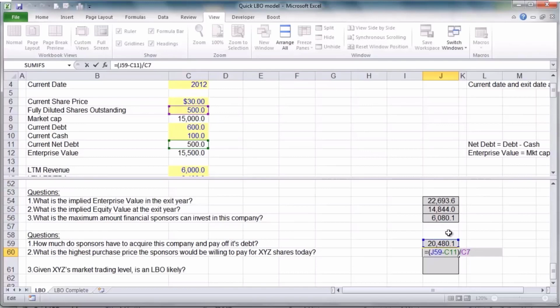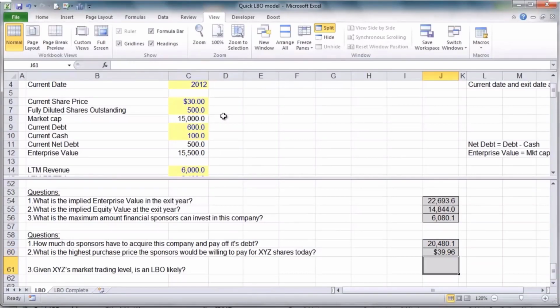Again, similar to enterprise value. So I'm taking those total funds. I'm going to pay off the $600 million in debt, but I get the $100 million in cash that XYZ currently has on its books. So net those two together, that's net debt. So I subtract its net debt. I divide by shares outstanding, and I can offer $40 per share, almost.